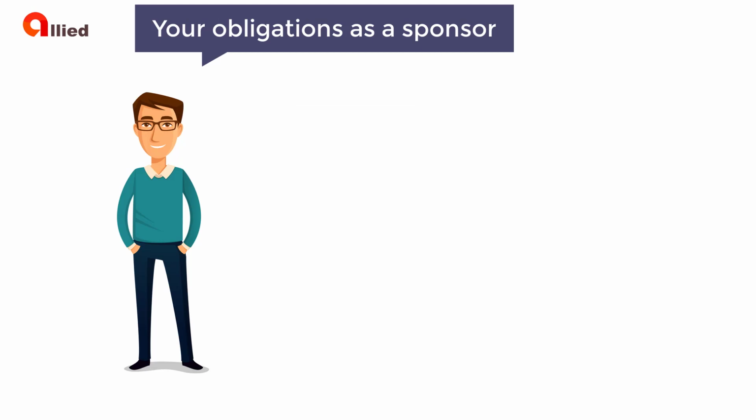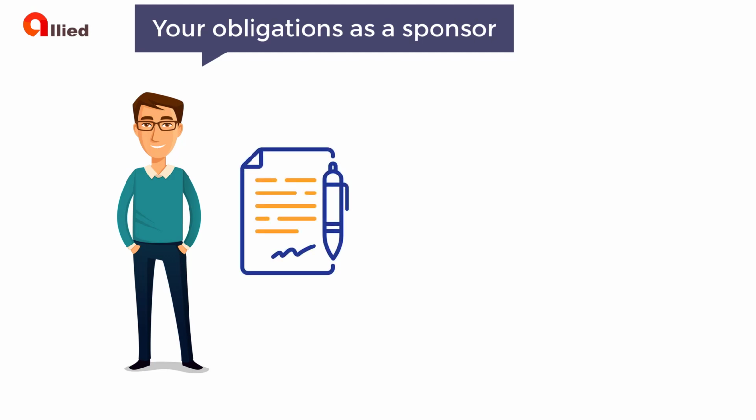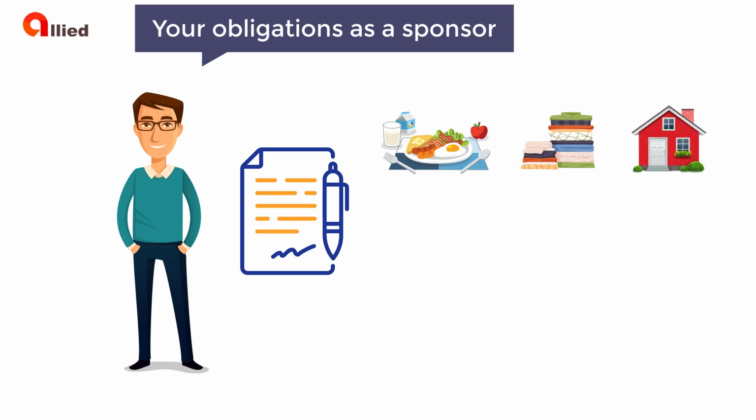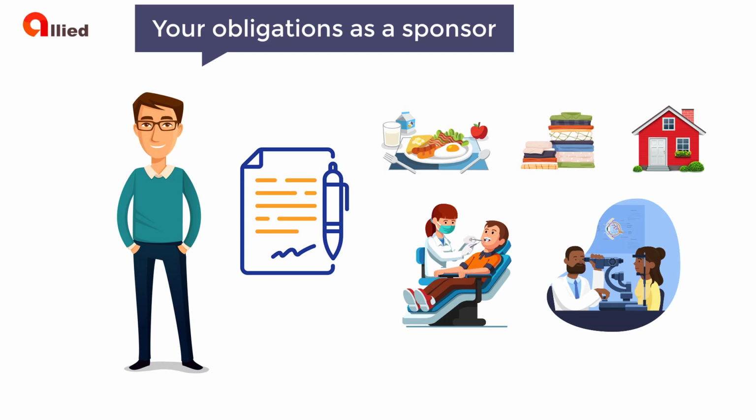Your obligations as a sponsor. When you agree to be a sponsor, you must sign an undertaking, promising to give financial support for the basic needs of your spouse or partner, and their dependent children. Basic needs are food, clothing, shelter and other needs for everyday living, dental care, eye care, and other health needs that are not covered by public health services.